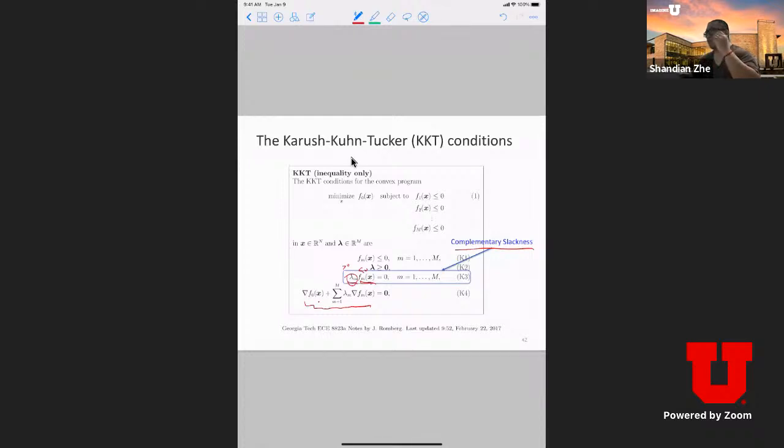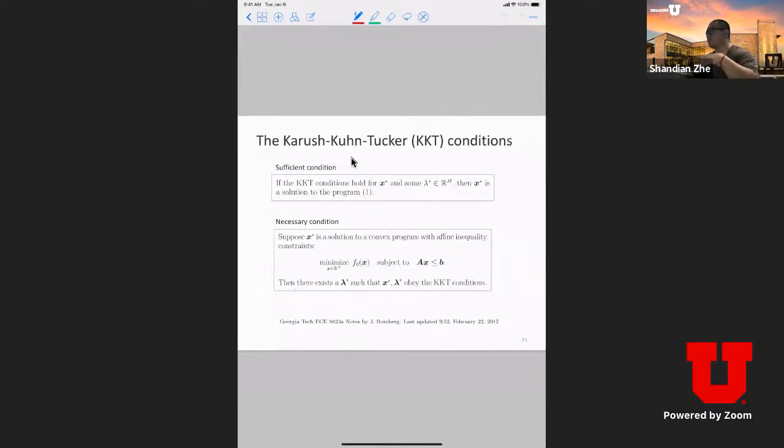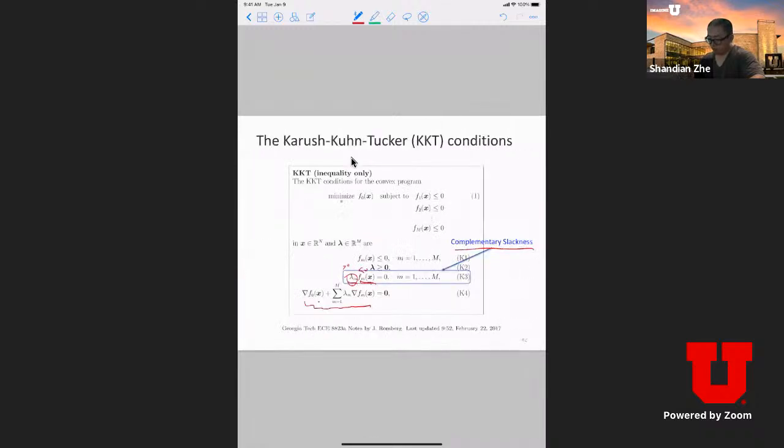What if we have KKT conditions in hand, what kind of conclusion can we draw? We can use KKT conditions to verify or justify if you have arrived at some optimal value. This is called a sufficient condition. A sufficient condition says if your KKT condition holds for a particular input x star and some lambda star, then we can claim that x star is a solution to the constrained convex optimization problem defined here.